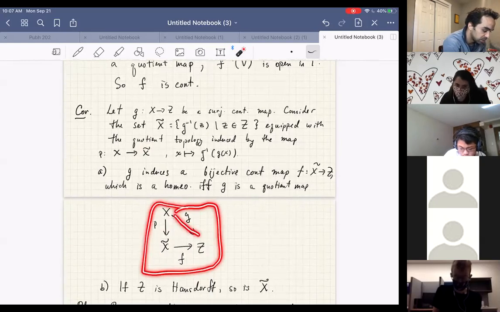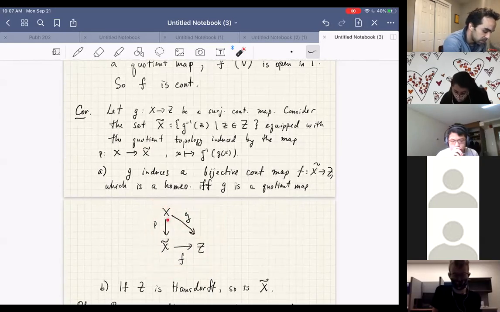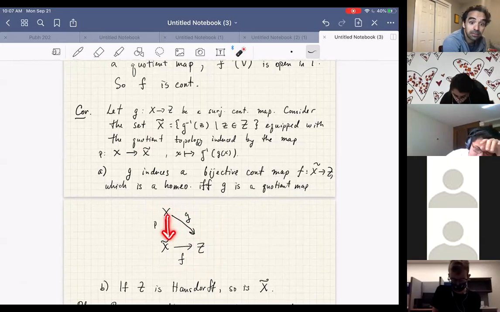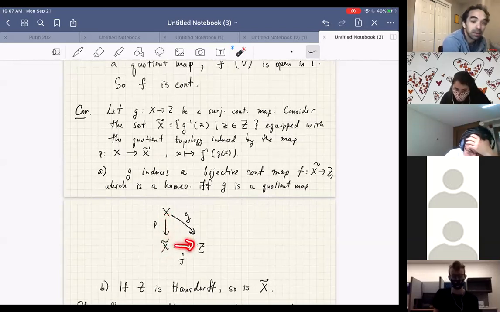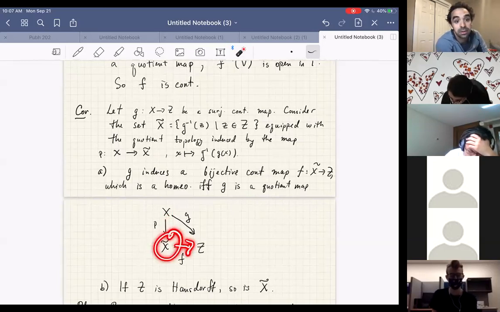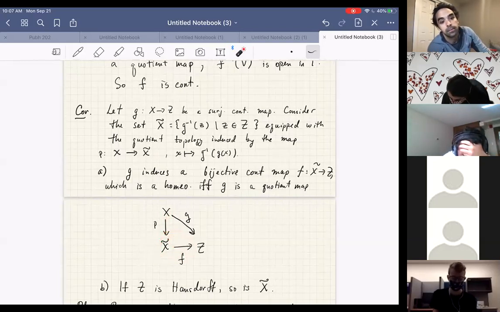That's how the quotient topology was defined with this picture in mind. You have a continuous map like that, and then you have a surjective map like that, right? Then what's the smallest topology I can put here in order to obtain a continuous map downstairs? And that's exactly the quotient topology. See?